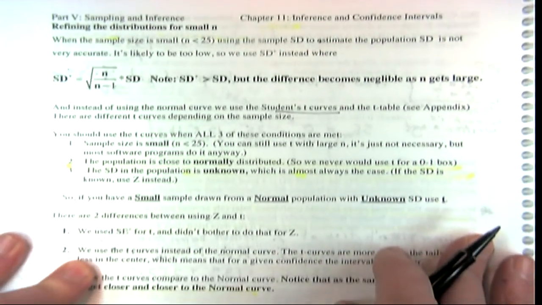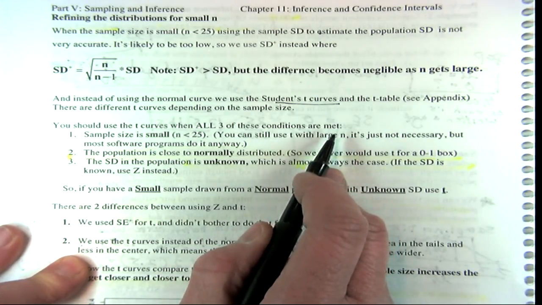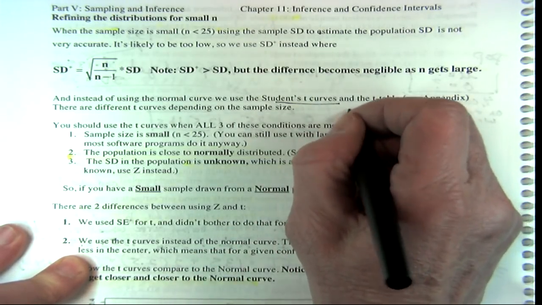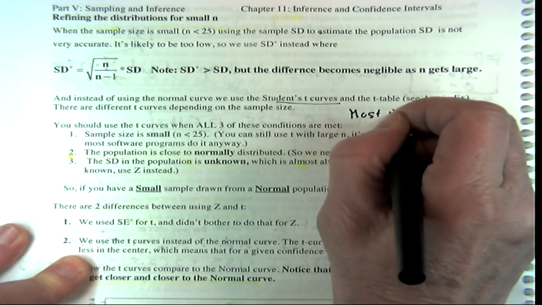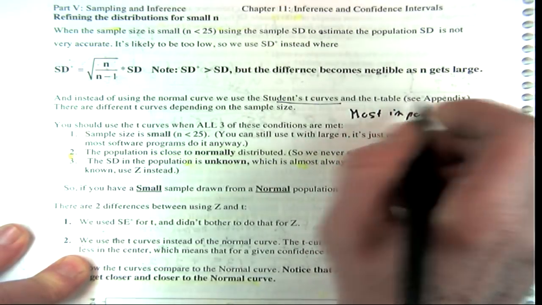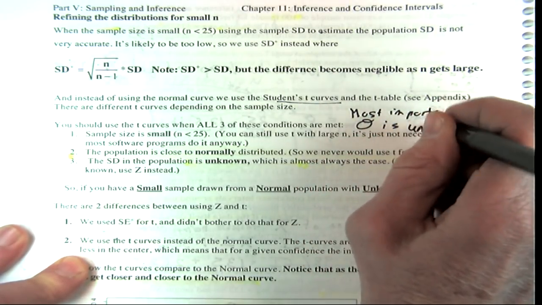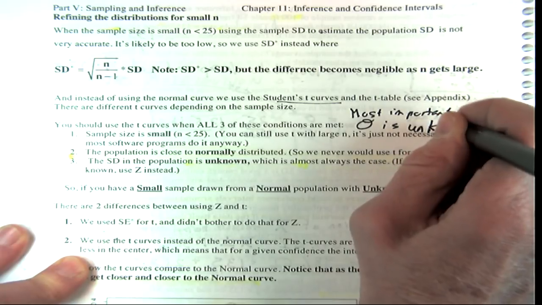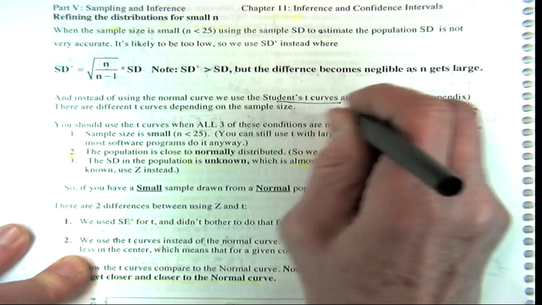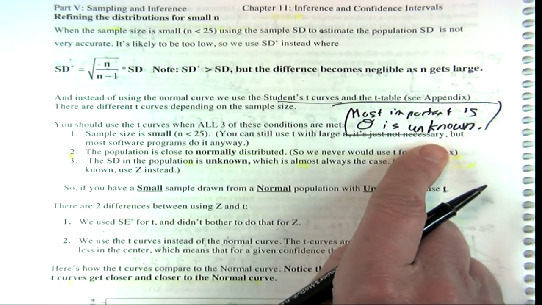So you should use the t-curves when all of these conditions are met. The most important one, this is what you should think of first, is sigma is unknown. If sigma is known, you're never going to even consider it. Sigma is unknown. You don't have another way of estimating it.